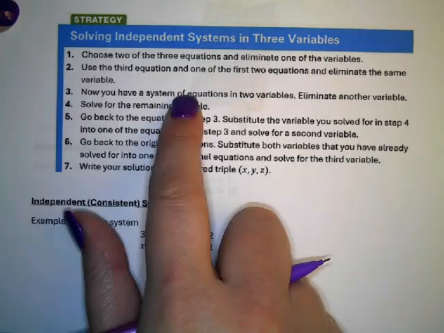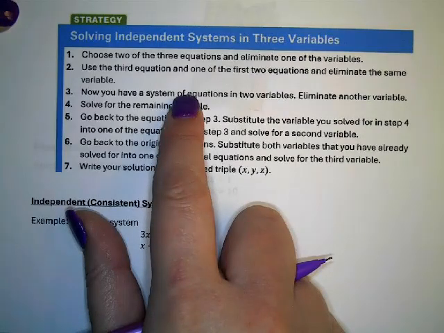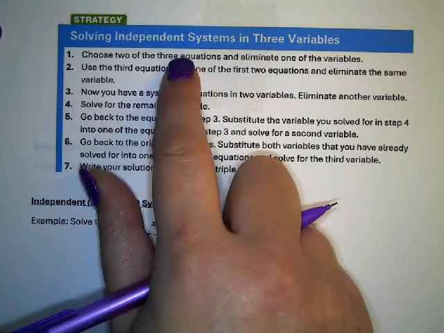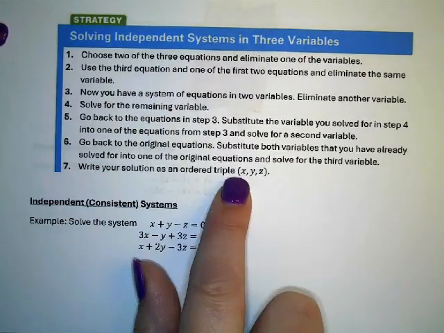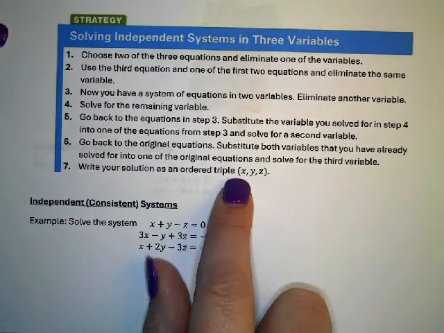You're going to go back to step 3 where you had 2 equations and 2 variables, and you're going to take the 1 variable you've solved for and plug it in and find the 2nd variable, and then you're going to go back to the original equations and you're going to take the 2 variables you've solved for and plug those in, and then you'll have all 3 variables. And your last step is to write your answer as an ordered triple XYZ.